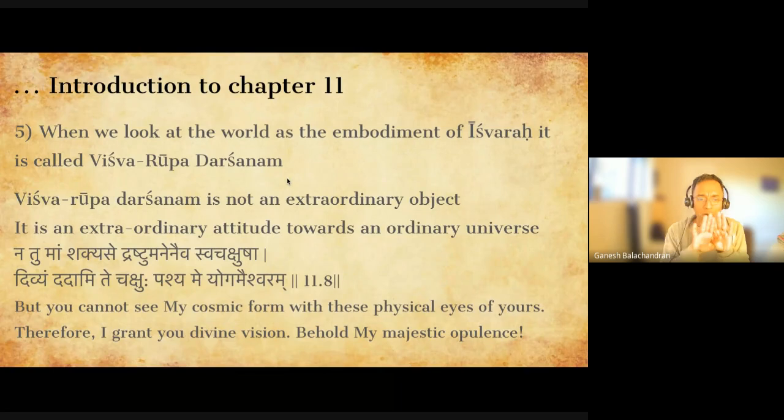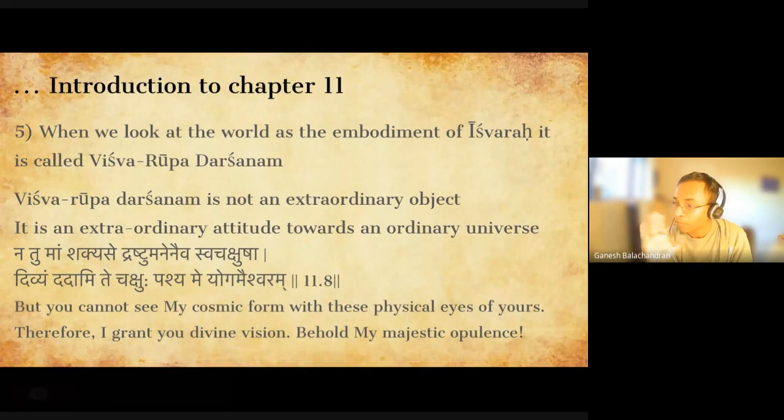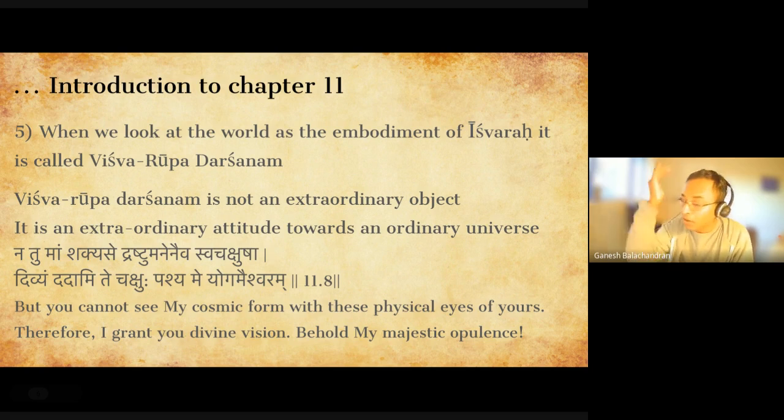When we look at the world as the embodiment of Ishvara, it is called Vishwarupa Darshana. Vishwarupam, the entire universe, is not an extraordinary object. It is an extraordinary attitude towards an ordinary universe. And unfortunately, our minds are not refined to see the subtle beauty in the universe. So Arjuna's mind is also not refined. Arjuna is just like us, maybe a little step above us. That's it. He's not a very refined intelligence.